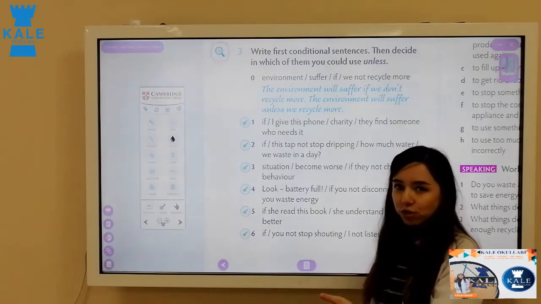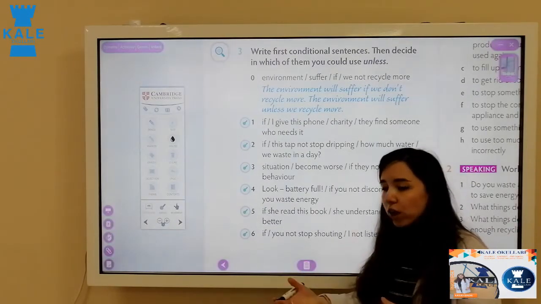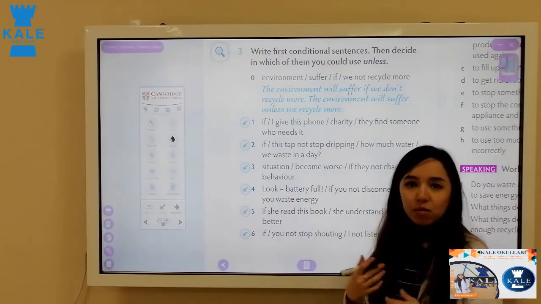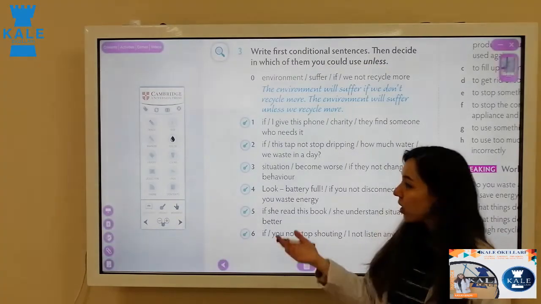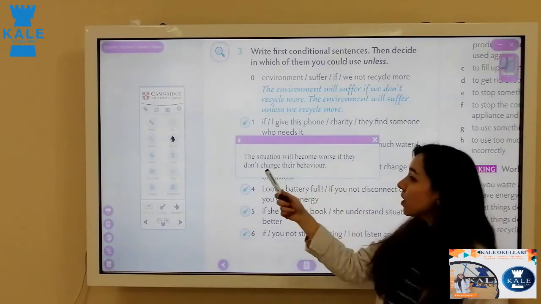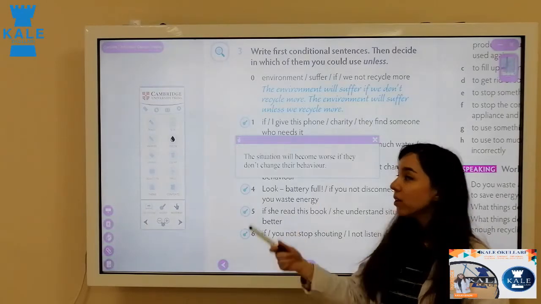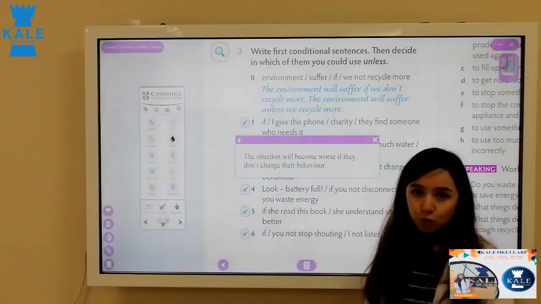If you don't change yourself, everything will get worse, yes? So if you change it, everything will get better. Vice versa, we are talking about possible things. So it is the first conditional. The situation will become worse if they don't change their behavior, or if they don't change their behavior, the situation will become worse.